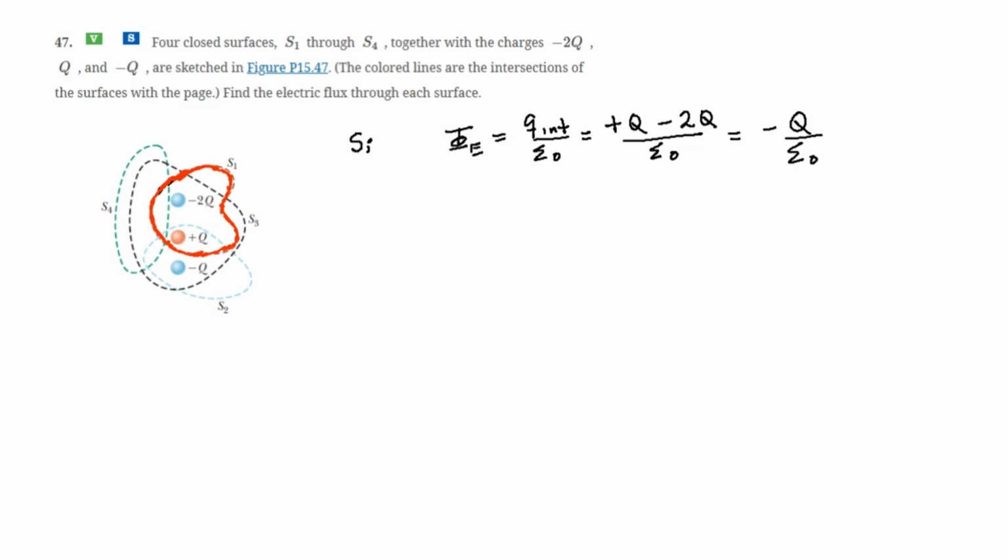So for the surface S1, the electric flux, that is Q interior over epsilon sub 0, the permittivity of free space, is Q minus 2Q, because these are the two charges that are enclosed by surface 1, which is minus Q over epsilon sub 0.